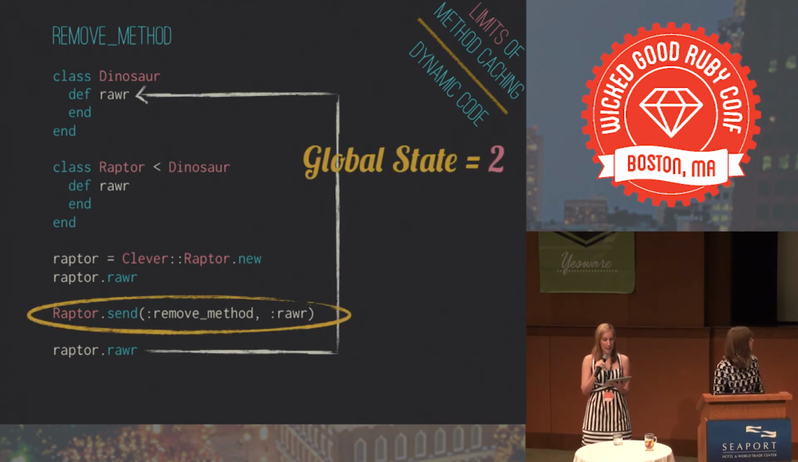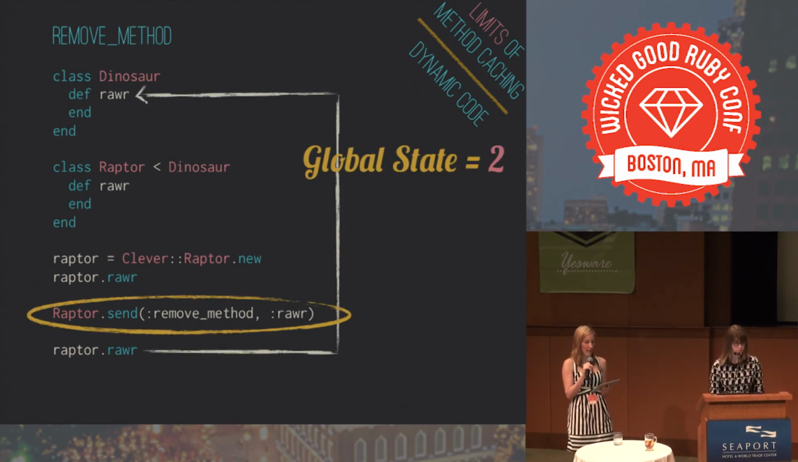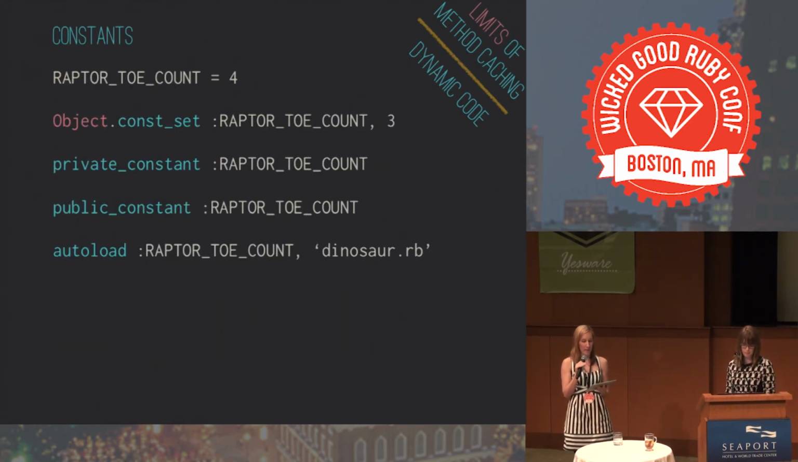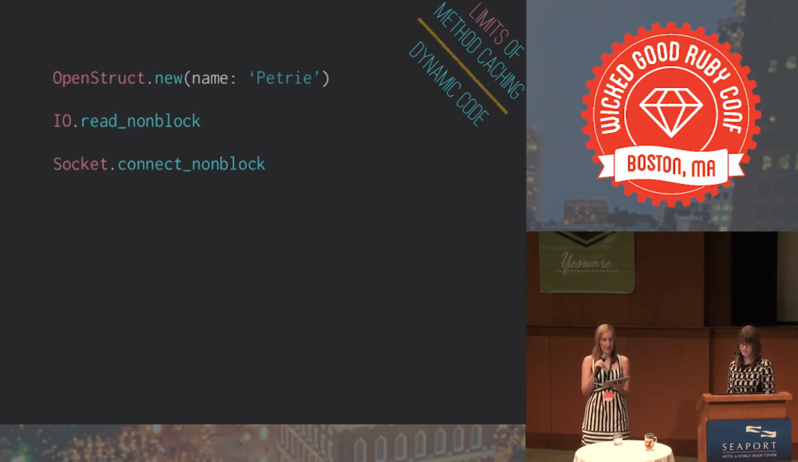And there are a few other less common things that can also invalidate the cache by incrementing the global state. Like we saw in an earlier example, modifying constants will bust the cache because constants share the same global state in Ruby 1.9. Also, because of this, auto-loading constants, which specifies where the constant is located, will also bust the cache. And since the OpenStruct class defines accessor methods dynamically when created, and some non-blocking methods also perform dynamic programming to extend modules repeatedly, they also invalidate the cache.